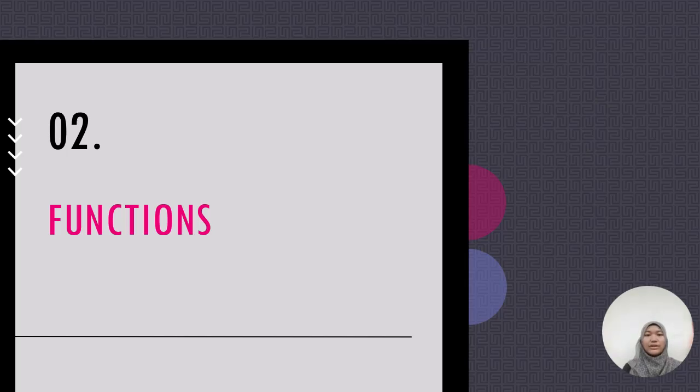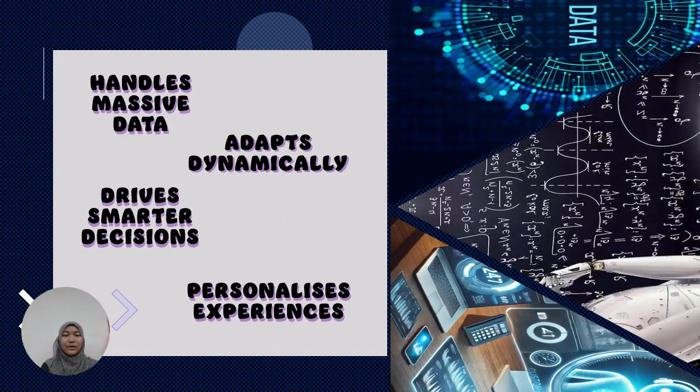So now we will move on to the functions of machine learning. There are 4 functions of machine learning, which is to handle massive data, adapt dynamically, drive smarter decisions, and also to personalize experiences.